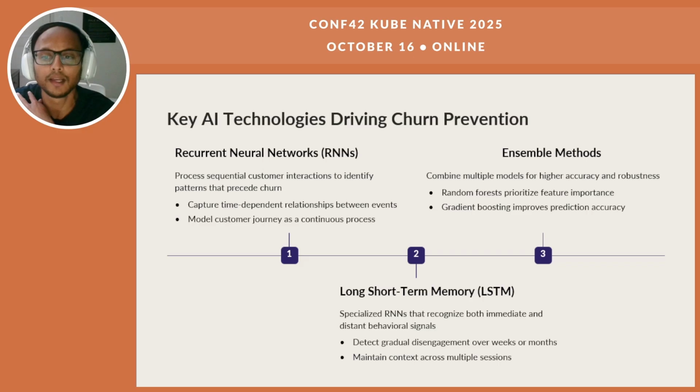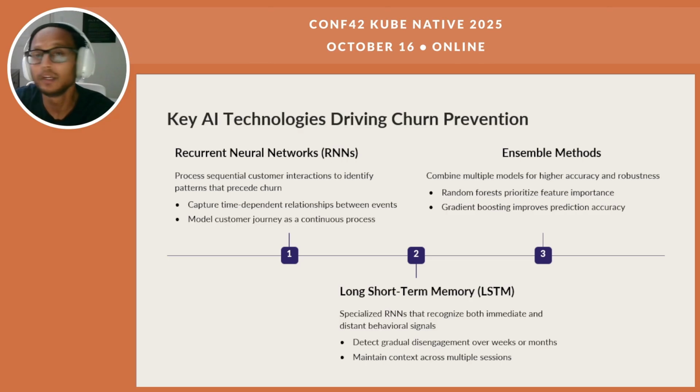But given that they are focused more on recent behaviors and aren't necessarily able to track historical behavior patterns, we also have LSTMs, which are long short term memory models. How they differ is they are able to capture both immediate as well as distant behavior signals. They're able to detect gradual disengagement that can happen over weeks or even months.